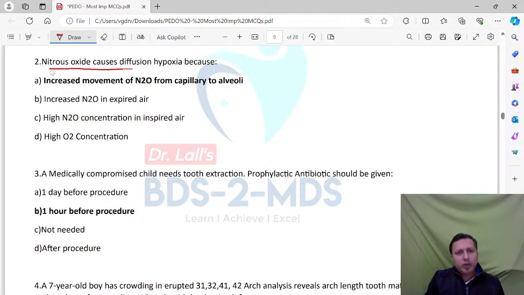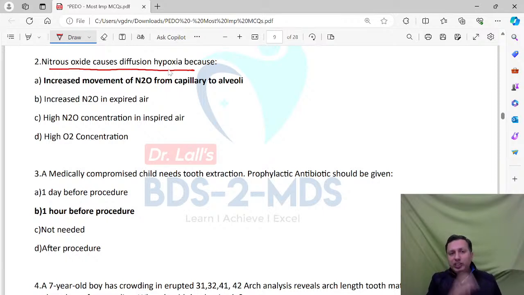Now, nitrous oxide causes diffusion hypoxia. What is diffusion hypoxia? Whenever we give nitrous oxide to the patient, it disturbs the normal inhalation and exhalation process. When we are giving nitrous oxide to the patients, the nitrous oxide enters into the alveoli of the lung. So, it is always said that once you are completed with the dental procedure, at the end of the procedure, you flush the oxygen for 5 minutes.